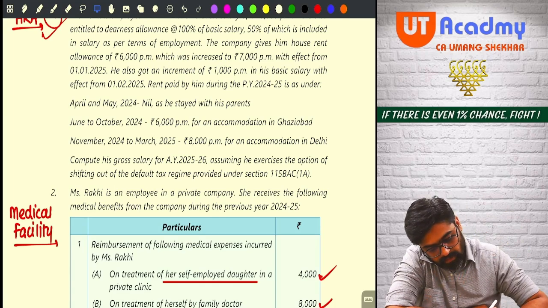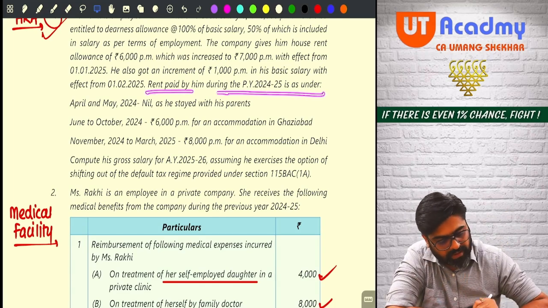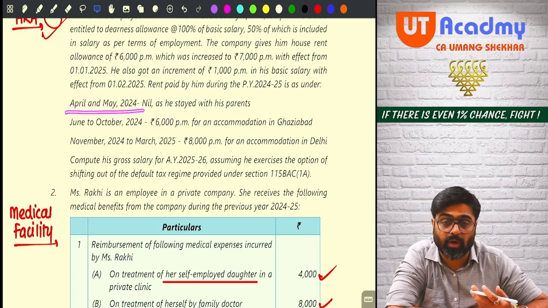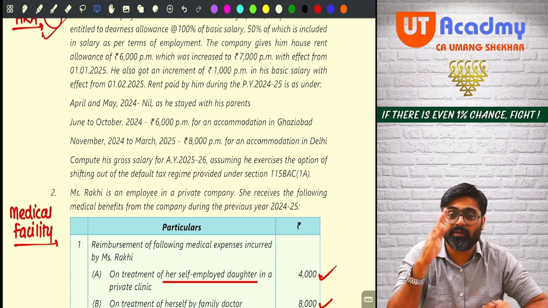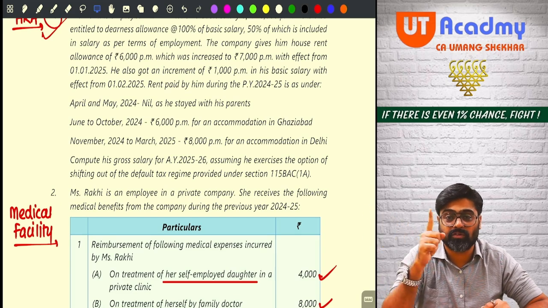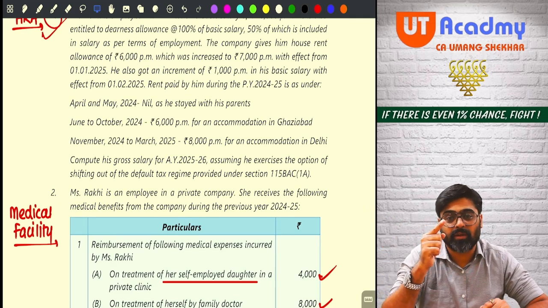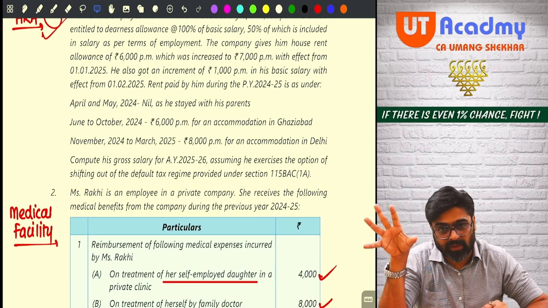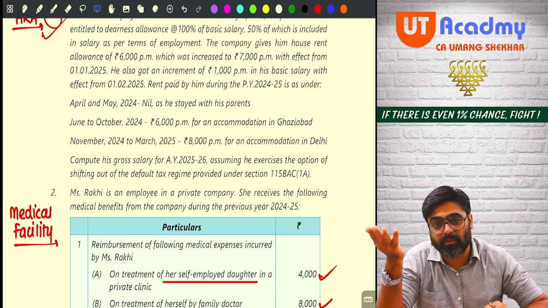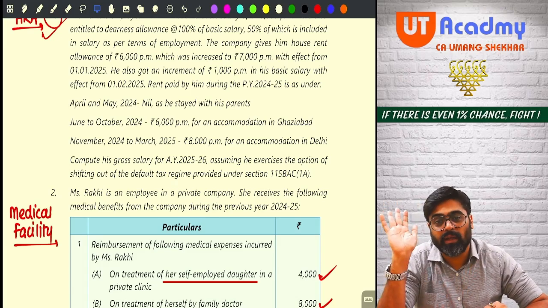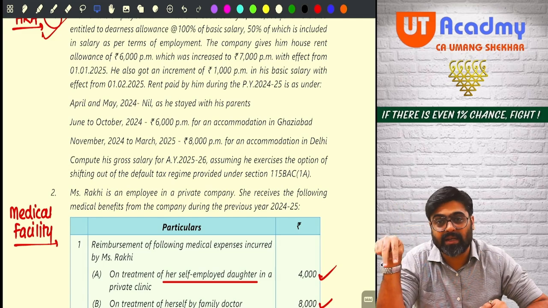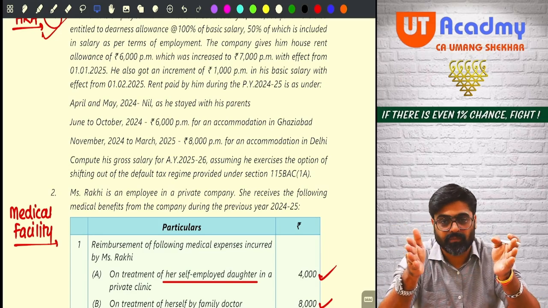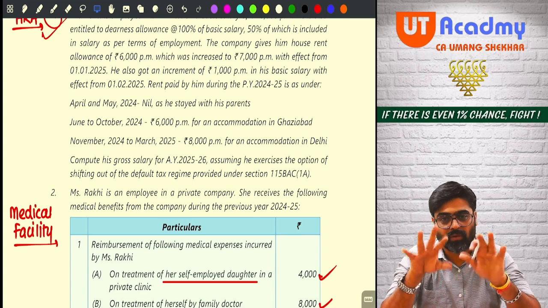Next one. Rent paid by him during the previous year 24-25 is as under. April and May, you have not paid the rent at all. For the first 9 months, when my HRA was 6,000, I thought I'd be able to make the calculation together. But I'll not be able to do that either, because for the first 2 months there is no rent paid. That means for the first 2 months, entire HRA will be taxable. No exemption. Then at least from June till December, 7 months, I'll be able to do the calculations.